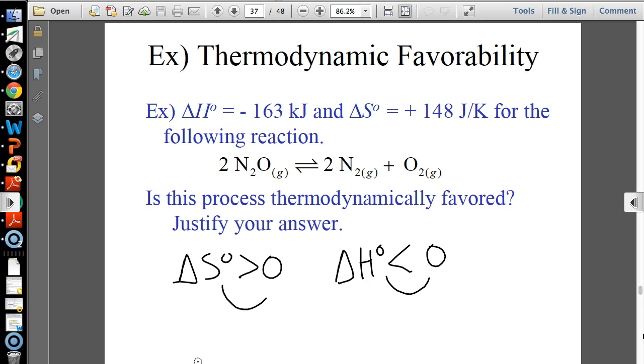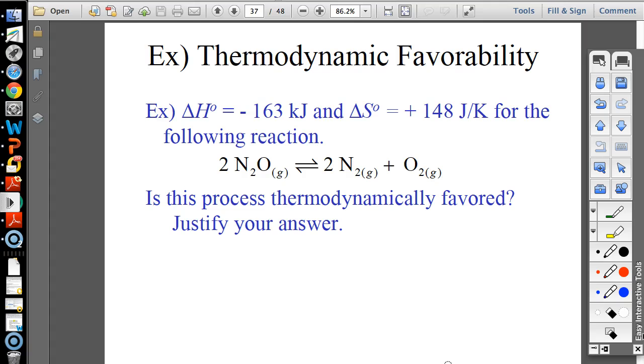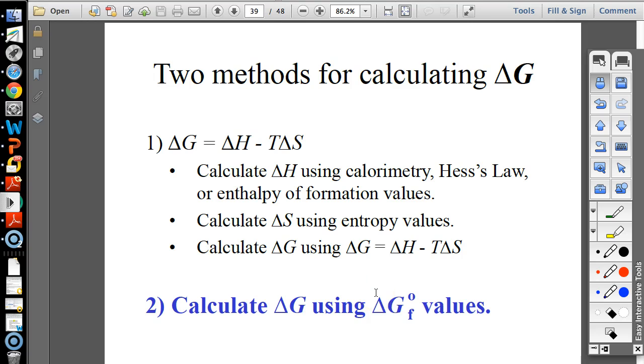So there you go. This is the cutest thing. I can just imagine on the AP exam they ask you to justify your answer. The justification is that enthalpy is negative and entropy is positive. So it's exothermic and the entropy increases.